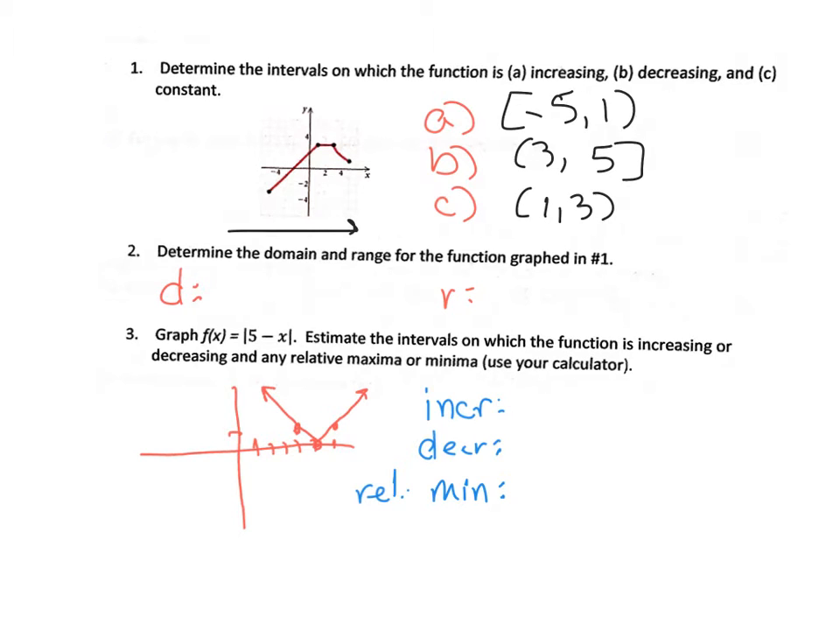Okay, number 2 says find the domain and range for that same picture. Domain is how far left and right the graph's going, and domain is x, use your x coordinates. It's going from -5 to, I don't know why I put a 1 right there. It's going from -5 to +5.